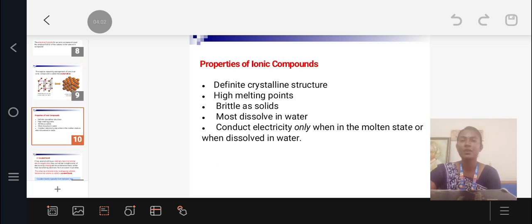Properties of ionic compounds: definite crystalline structure, high melting point, brittle as solid, most dissolve in water, and conduct electricity only when in the molten state or when dissolved in water.